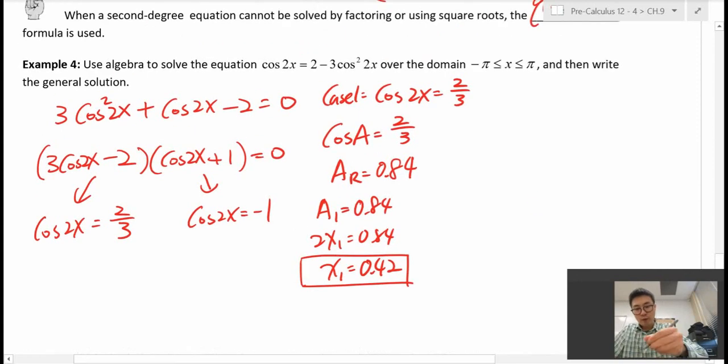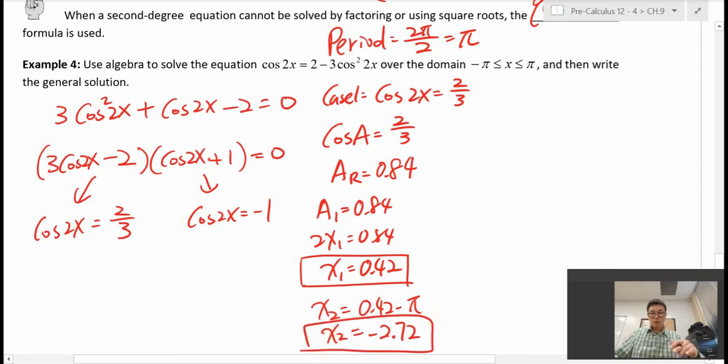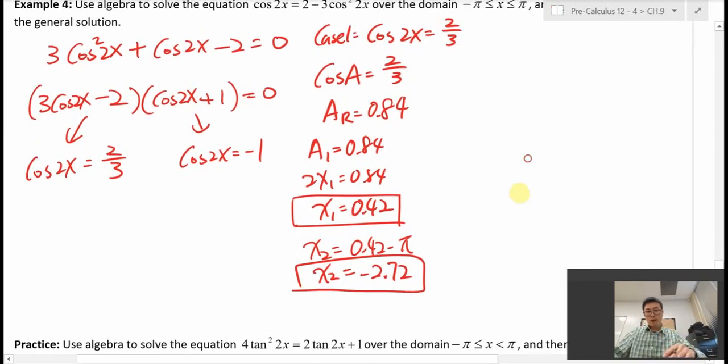Now let's find a period first. The period is going to be 2 pi over b. In this case, the value of b is 2. So period is pi. So because the domain is from negative pi to pi, it makes no sense to add another pi. So I can find x2 by simply taking this minus pi. You should get negative 2.72, and that's your x2. That's perfect. Okay, and now we're not quite done yet with the case 1.